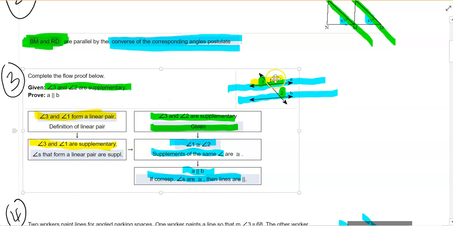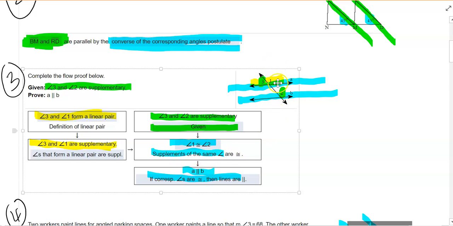Then we look here and say, okay, 1 and 3 are a linear pair, and we know that angles that are a linear pair are supplemental. So being that 2 and 3 are supplemental and 1 and 3 are supplemental, then that means that 1 and 2 must be congruent. All right, and so this would be supplements of the same angle.